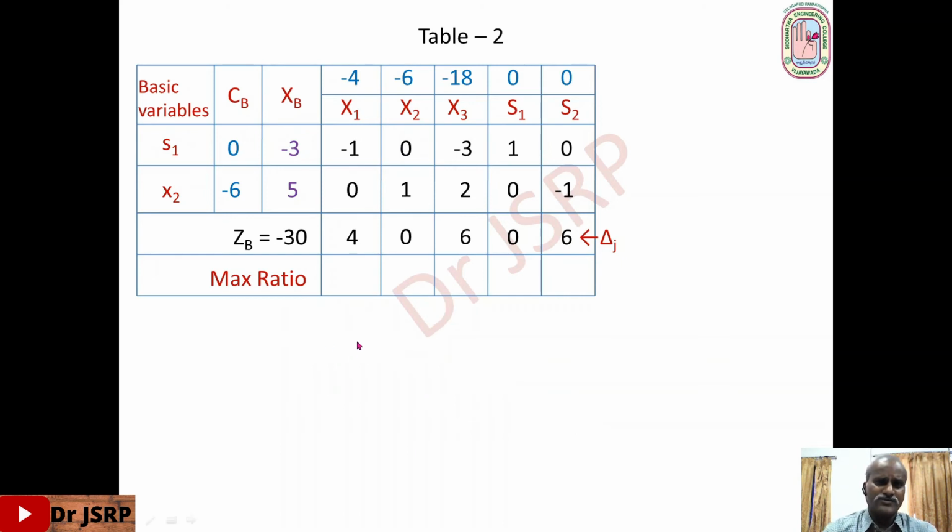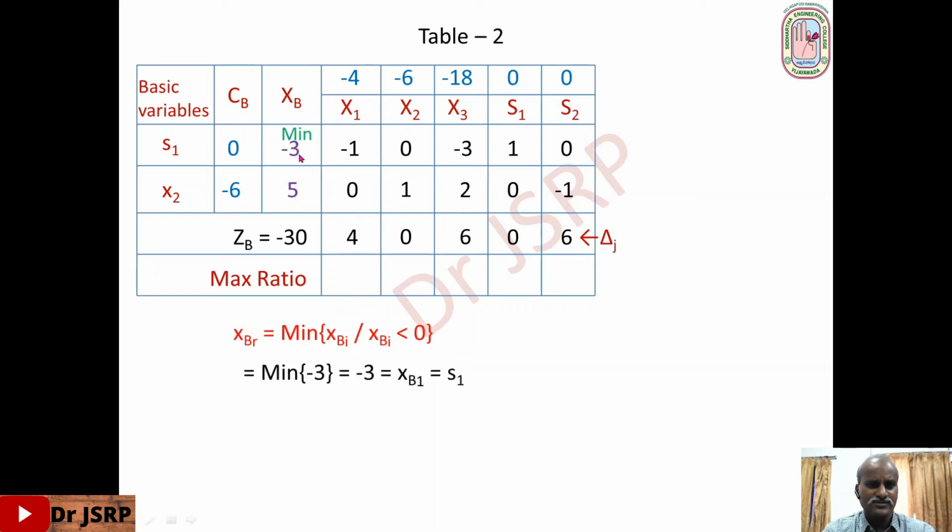Present solution is not an optimal solution. Next, we improve the solution. First, find leaving basic variable. Take XBR equal minimum of XBI such that XBI less than 0. We have only one negative value. Itself it is minimum value. And the corresponding variable is S1. So S1 is leaving basic variable. And circle the pivot row.